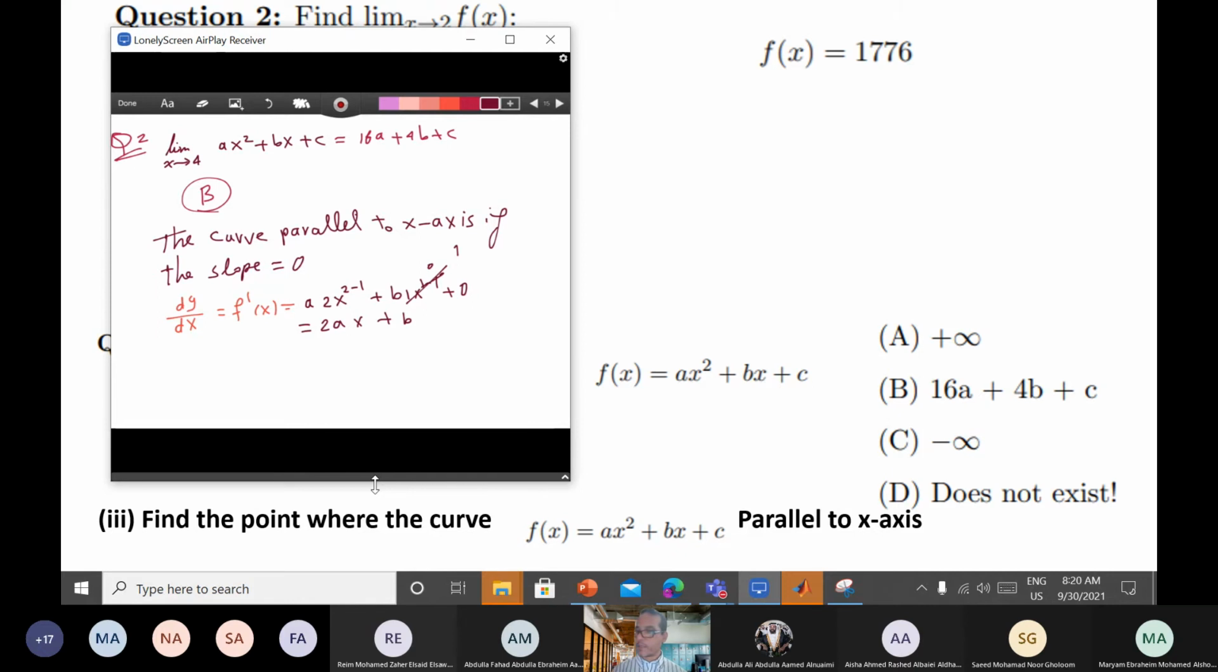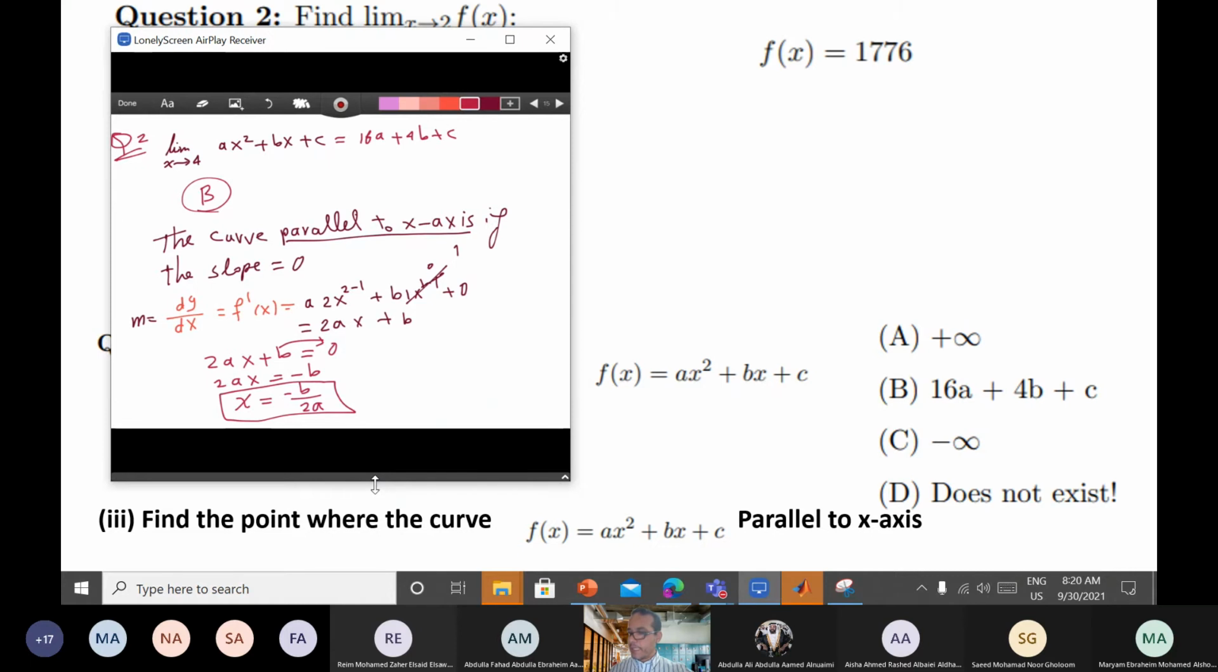So the slope is equal to what? The slope must be 0, yes. But here this is the slope. And because it is parallel to the x-axis, I will put this one equal to 0. Okay? So if you have 2ax plus b equal to 0, you can move this one to the other side. You have 2ax equal to minus b. X is equal to minus b over 2a. This is my x. This is where the curve is parallel to the x-axis.